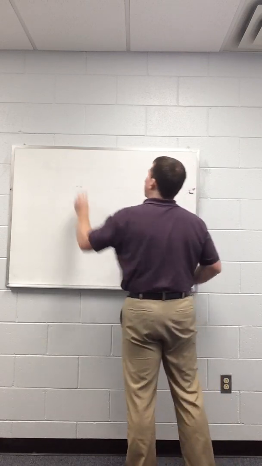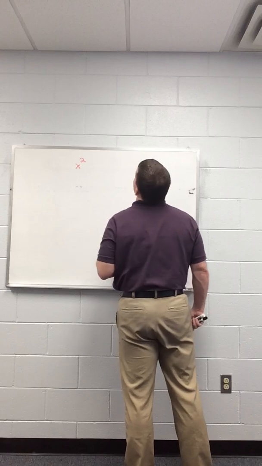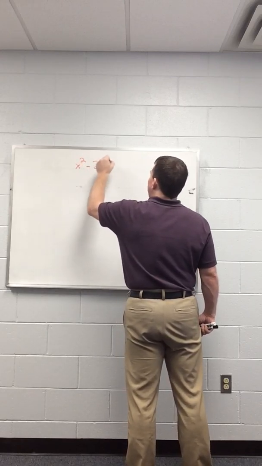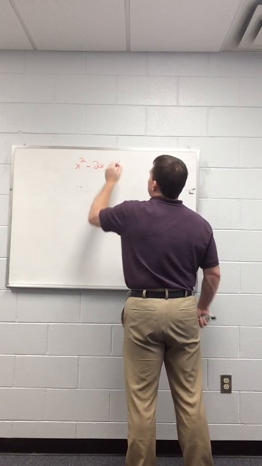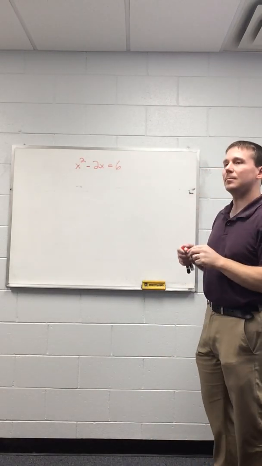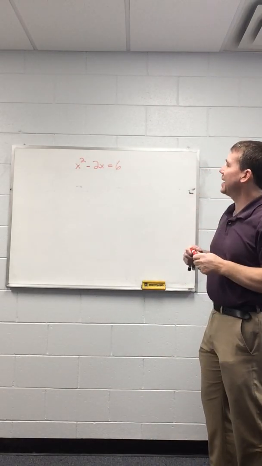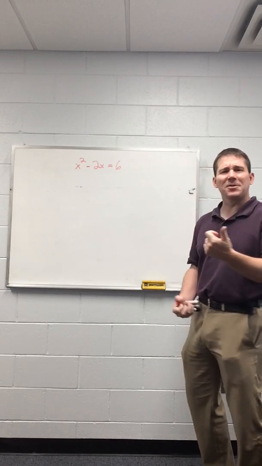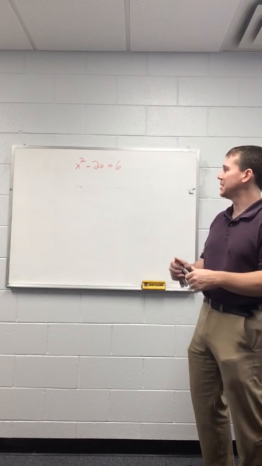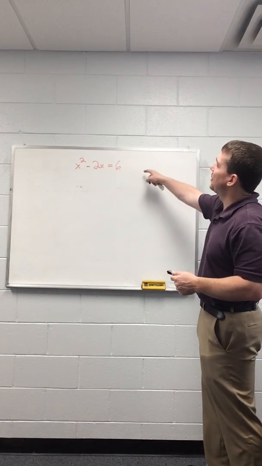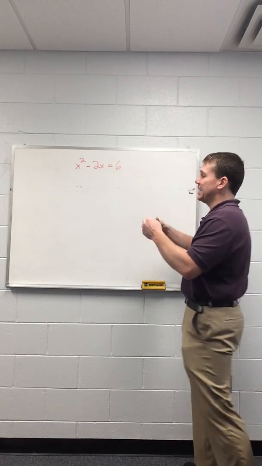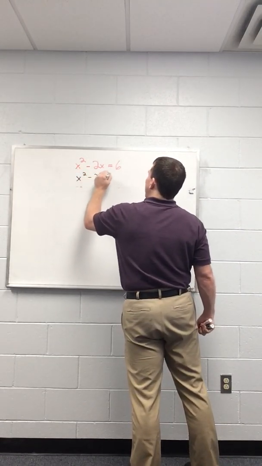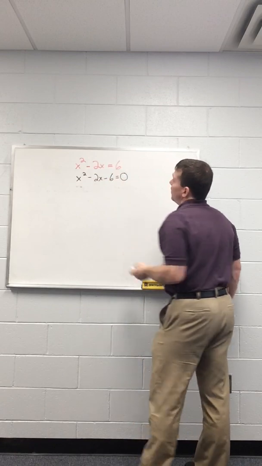So, suppose we have something like x squared minus 2x equals 6. I want to solve that. It's a quadratic. So we said the first thing you have to do for a quadratic is set it equal to 0. This isn't set to 0, so subtract the 6 to the left. We'll get x squared minus 2x minus 6 equals 0.